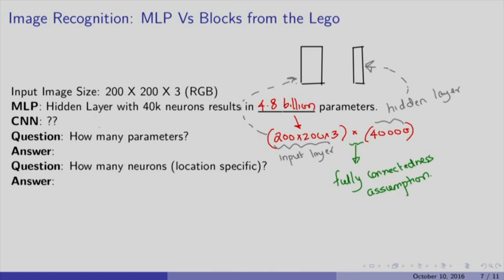So a convolutional neural network is very suitable for this task. Question is, how many parameters would it result in? Would we have fewer parameters? Would we have a fewer number of neurons? Let's try and answer these questions.